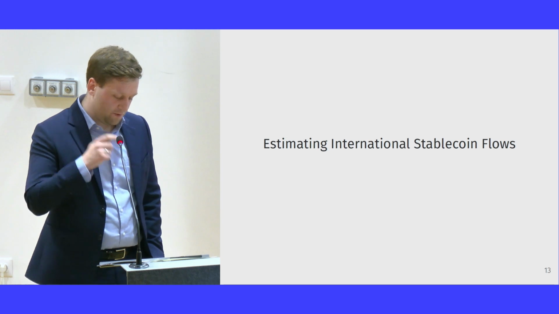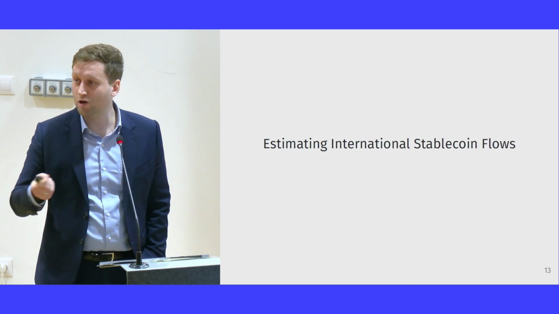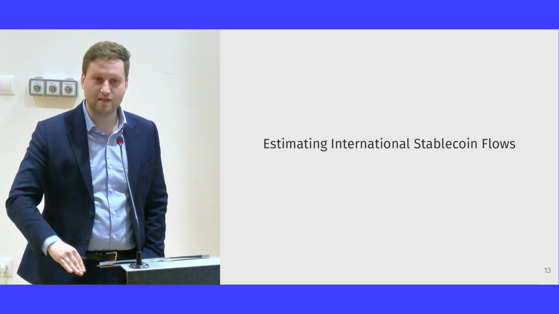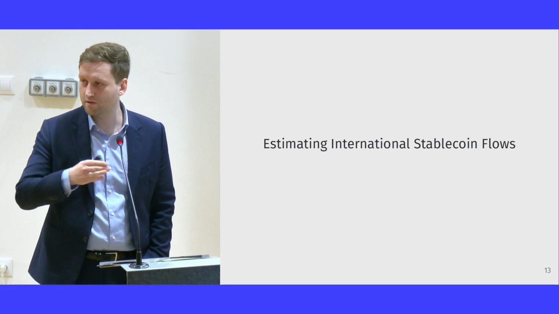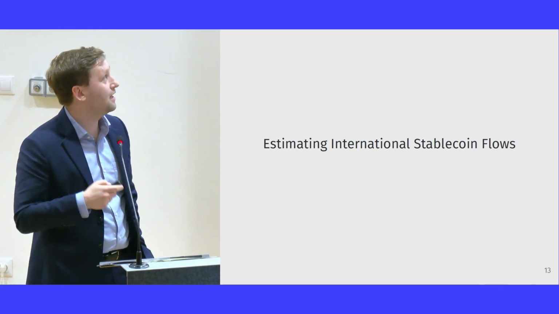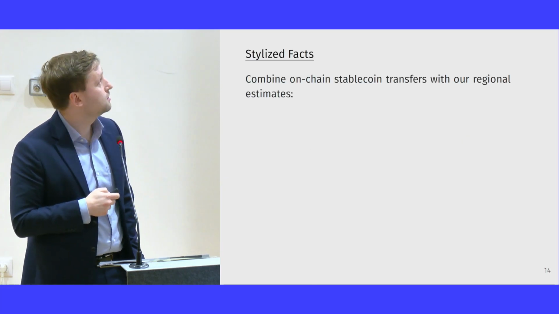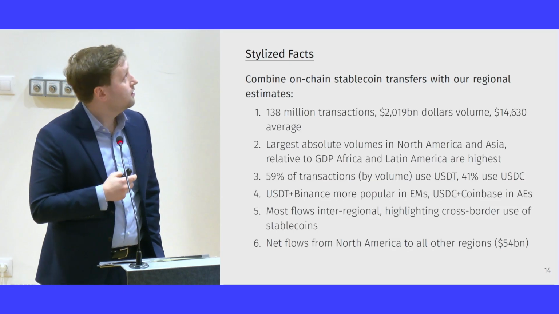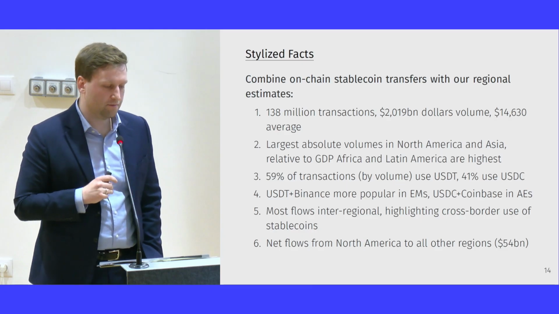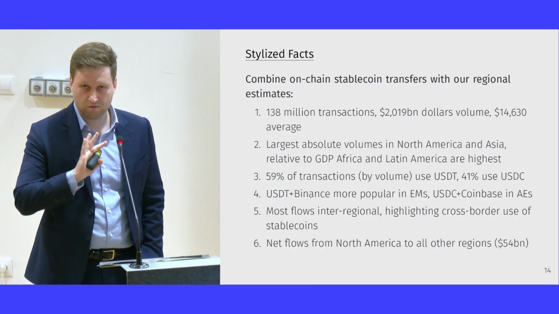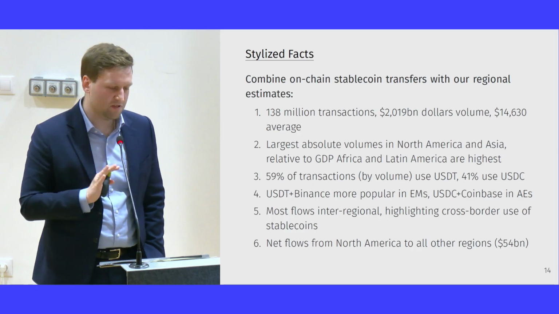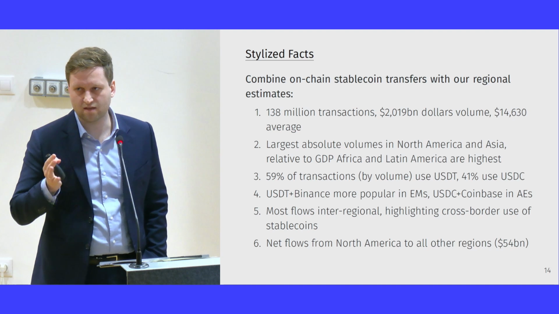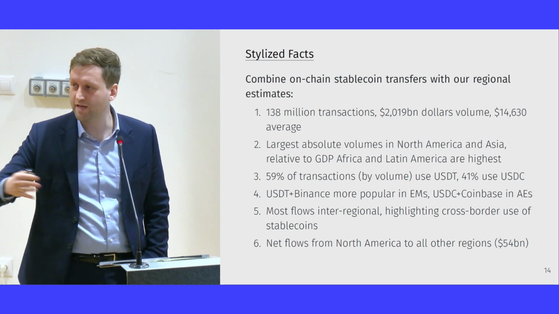All right. So now, if you actually have an estimate of where the different wallets are, the nice thing is with blockchain data, you get the full transaction level data, so you can just merge your estimates onto your transaction level data and calculate how stablecoins flow around the world. So let me give you a couple of stylized facts. We capture around 138 million stablecoin transactions, $2 trillion in volume. The average transaction is something like $14,000. I think the median is like $150 or something, so there are huge tails, right?